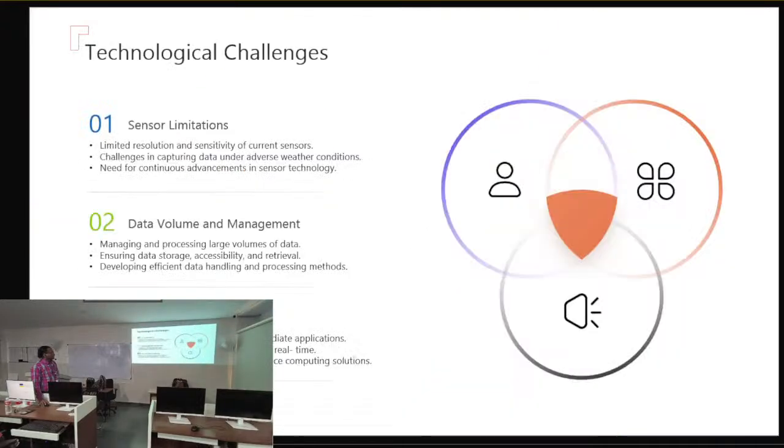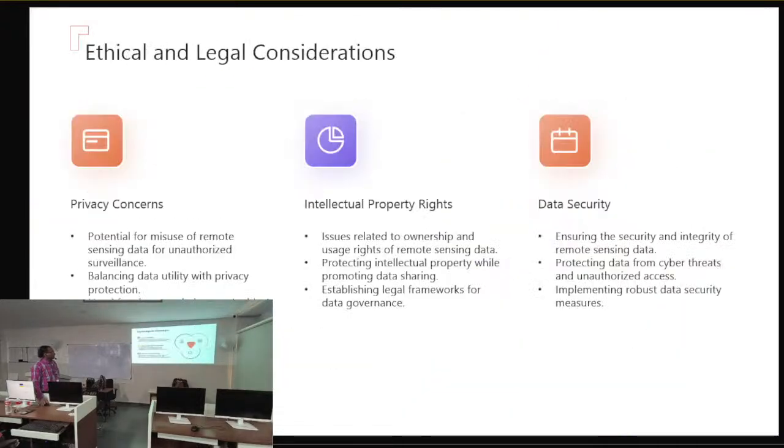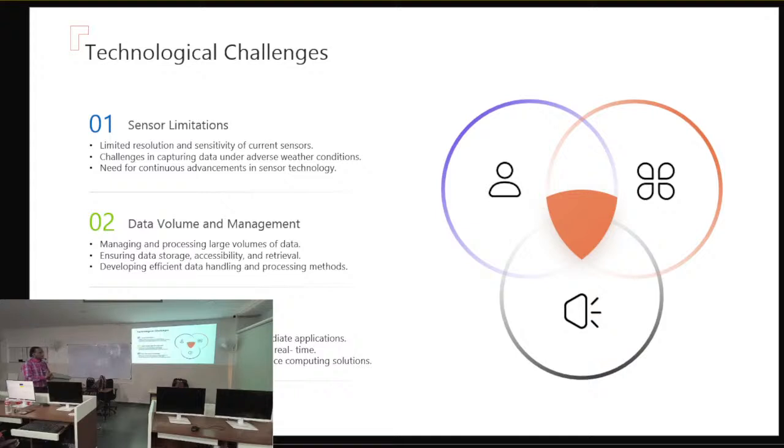So this I will anyway. These are the only two or three things I will touch upon, like the sensor limitations.